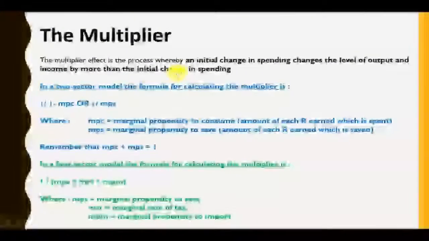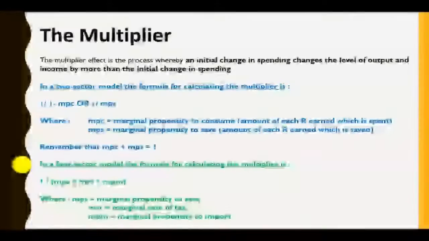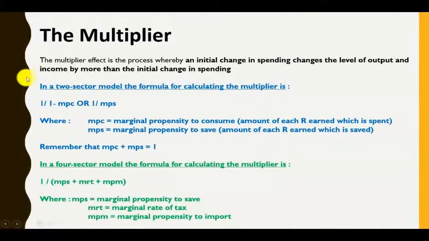So let's read it again. There's an initial change in spending, and this changes the level of income and output by more than that first or initial injection or change in spending. That's what the multiplier is. Now, we can either have a 2-sector or a 4-sector model. And this question is to do with the 4-sector model. But let's go through the 2-sector model to remind ourselves.